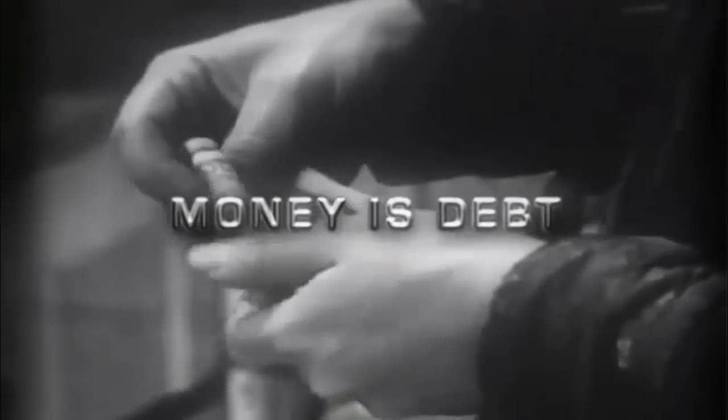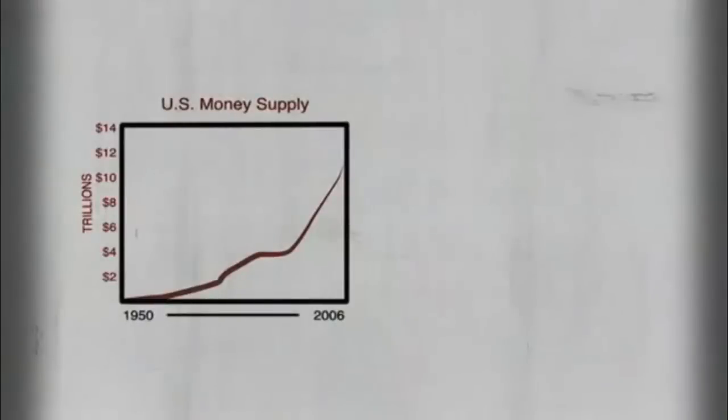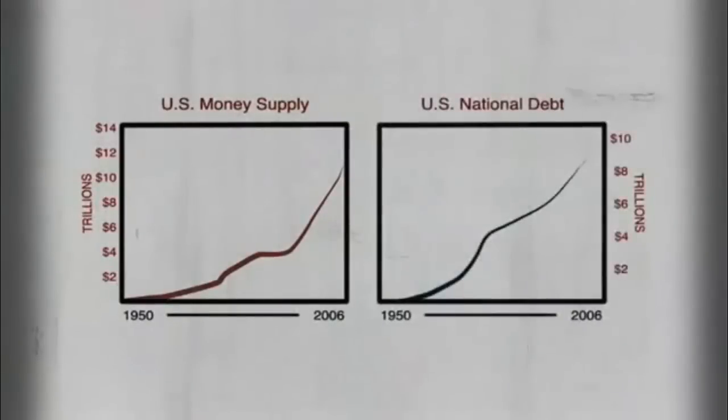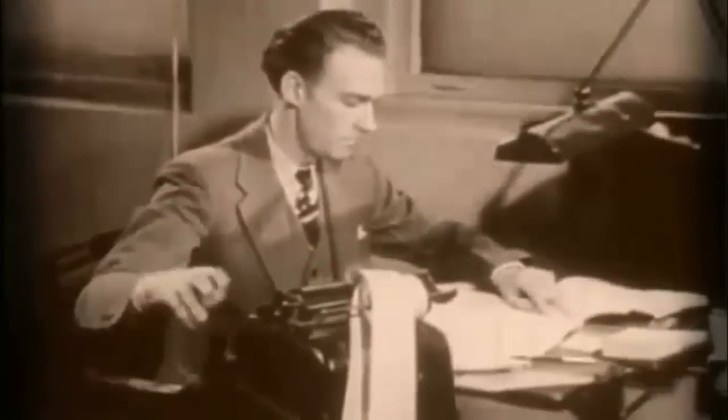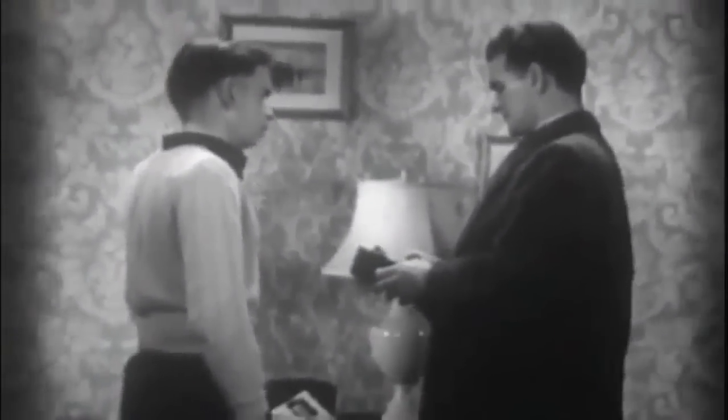For in our financial system, money is debt, and debt is money. Here is a chart of the U.S. money supply from 1950 to 2006. Here is a chart of the U.S. national debt for the same period. How interesting it is that the trends are virtually the same. For the more money there is, the more debt there is. The more debt there is, the more money there is. To put it a different way, every single dollar in your wallet is owed to somebody by somebody.